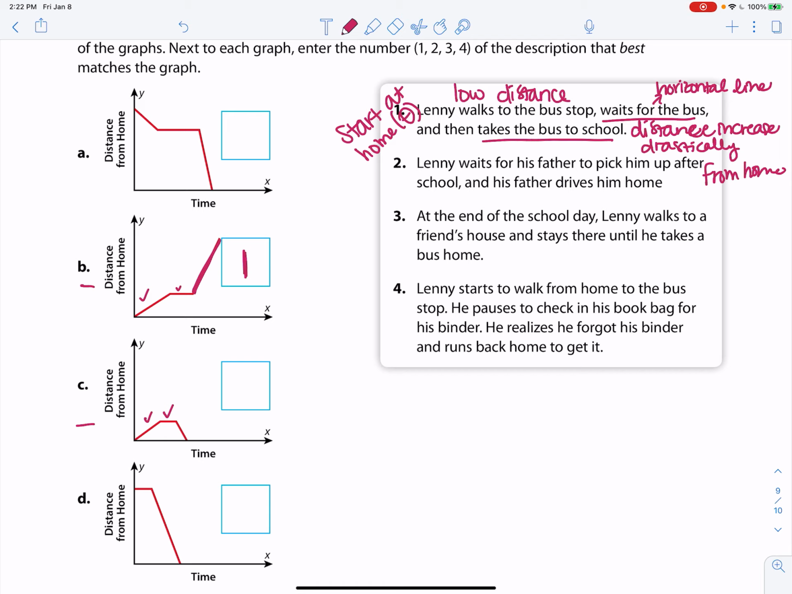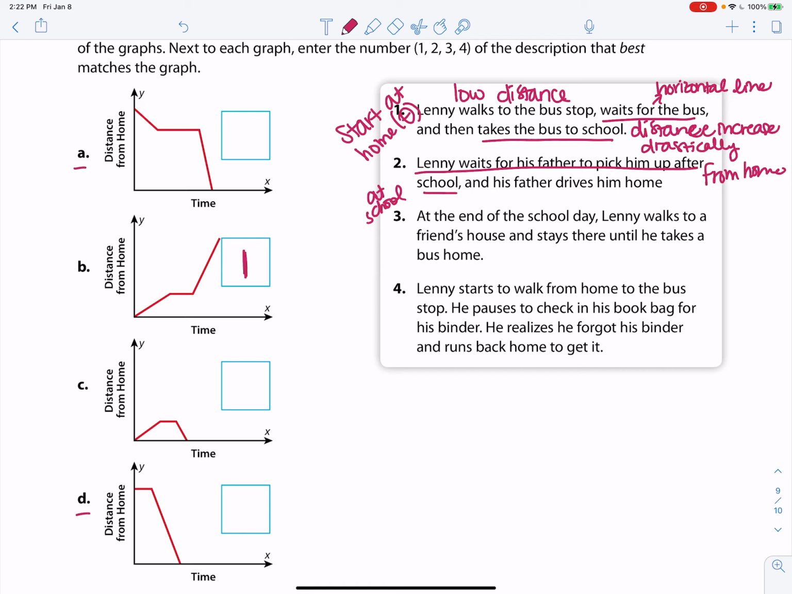All right, then we have number 2, where Lenny waits for his father to pick him up after school. So that means he is at school first. So he is at school, which means it cannot be B or D, because B and D started him off at home. So it'll be either A or D. I'm sorry, B and C started him off at home. A and D started him off at school.